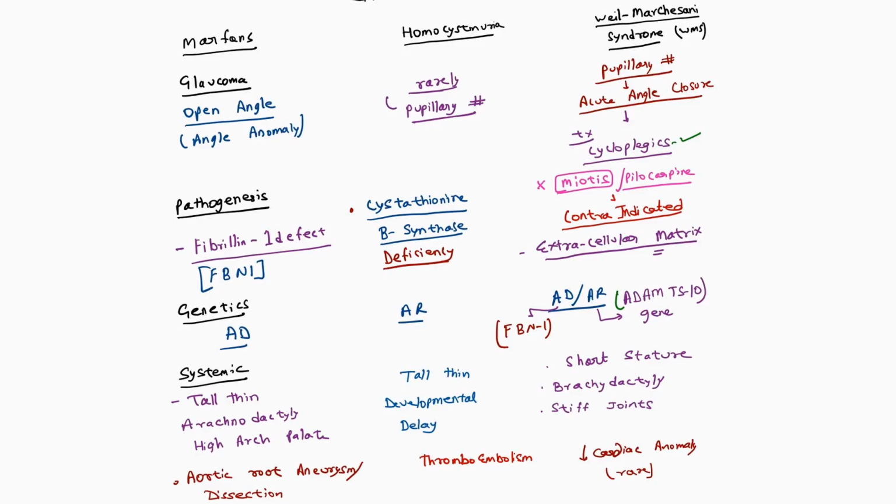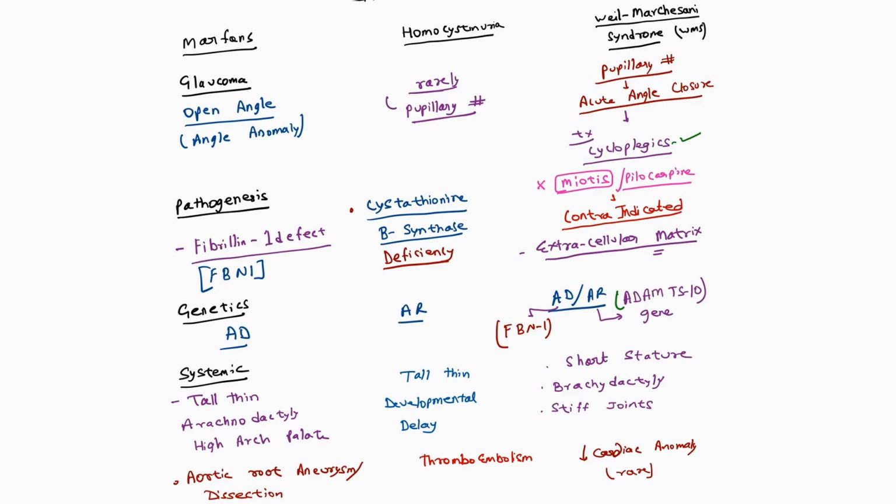Second is homocystinuria. It rarely causes pupillary block. Pathogenesis lies in cystathionine beta synthase deficiency, with a defect in vitamin B6 metabolism. It is autosomal recessive. Systemic feature will be tall, thin, developmental delay, associated with thromboembolism and cardiac anomaly, which is rare. Third is Weill-Marchesani syndrome.